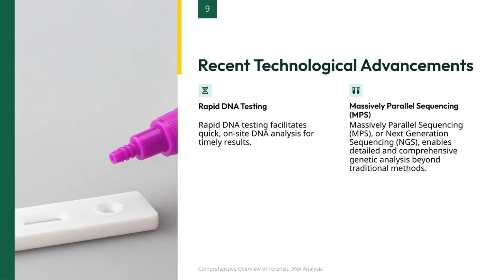Now, let's look at some of the recent technological advancements that are transforming the field. First, rapid DNA testing has become a game changer by allowing DNA analysis to be done quickly and directly at the site. This means results can be obtained much faster, which is crucial in time-sensitive situations. Second, we have massively parallel sequencing, also known as next-generation sequencing. This technology goes far beyond traditional methods, providing a much more detailed and comprehensive view of genetic information. It's opening new doors for more accurate and in-depth genetic analysis than ever before.